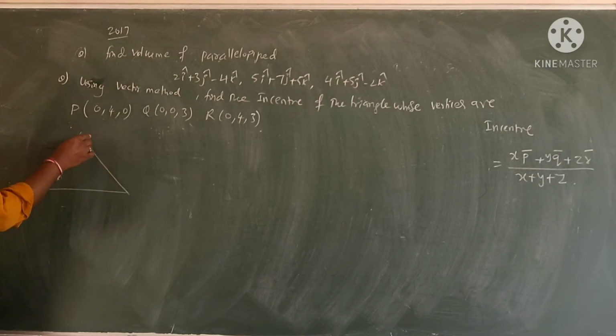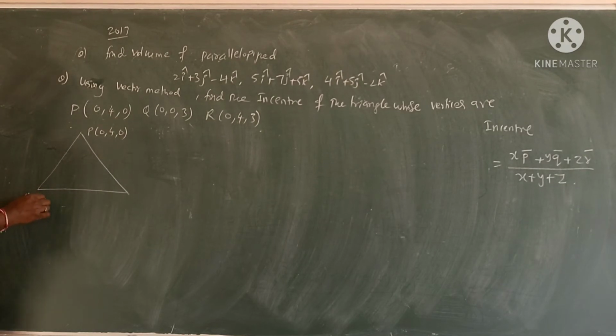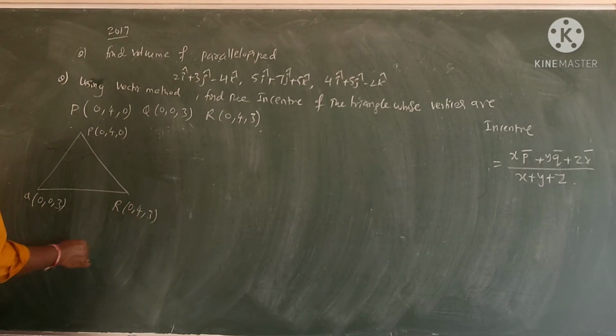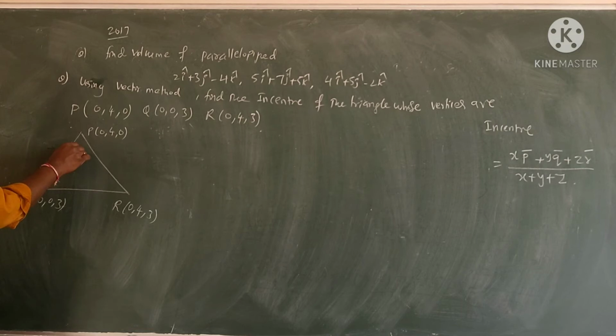So let us take the vertices for the triangle. P is given as 0, 4, 0. Listen to me carefully. Q is given as 0, 0, 3. R is given as 0, 4, 3. And they are asking to find the altitude. If you draw the altitudes, the intersection of altitudes will be the orthocenter.